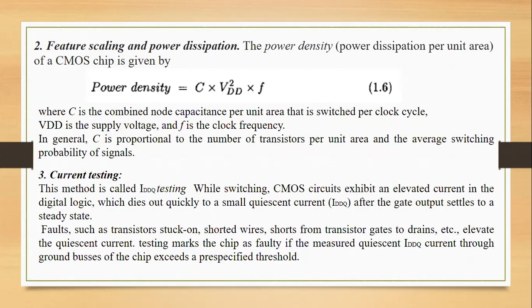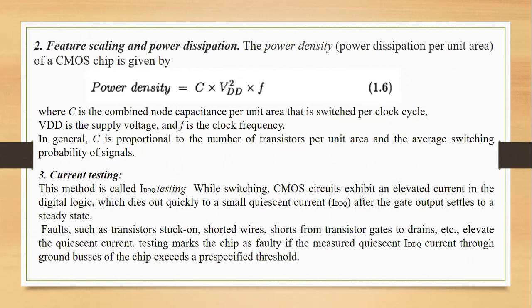Next one, the second one: feature scaling and power dissipation. So what is power dissipation? The power dissipation per unit area of a CMOS chip is given as power density equals C into VDD square into F.